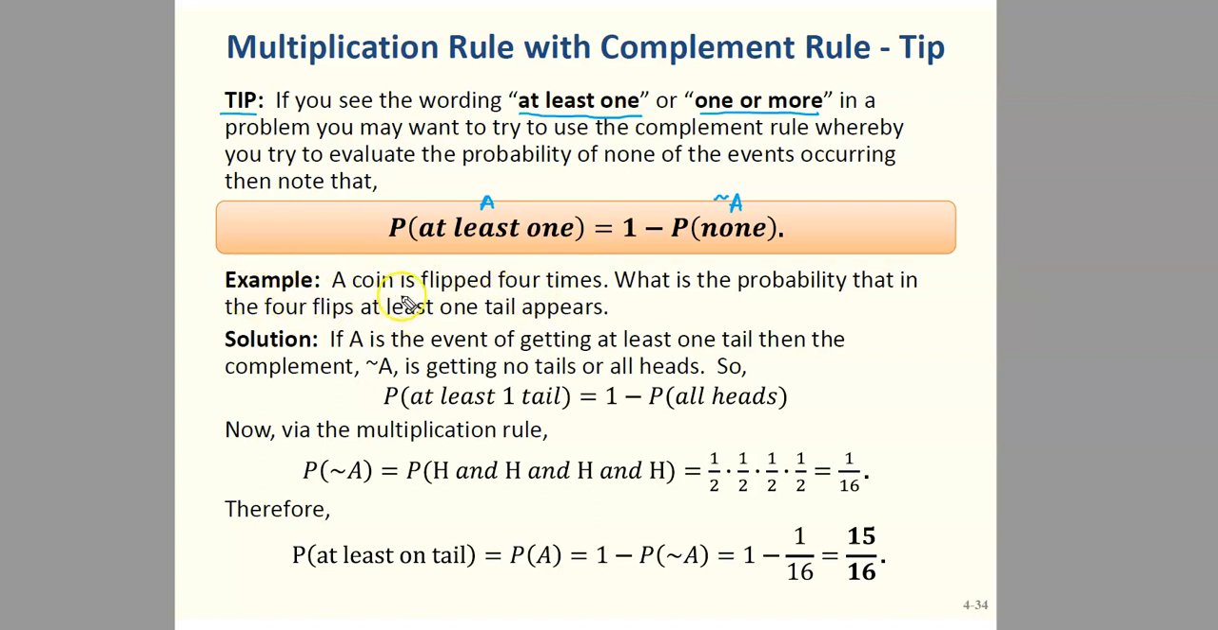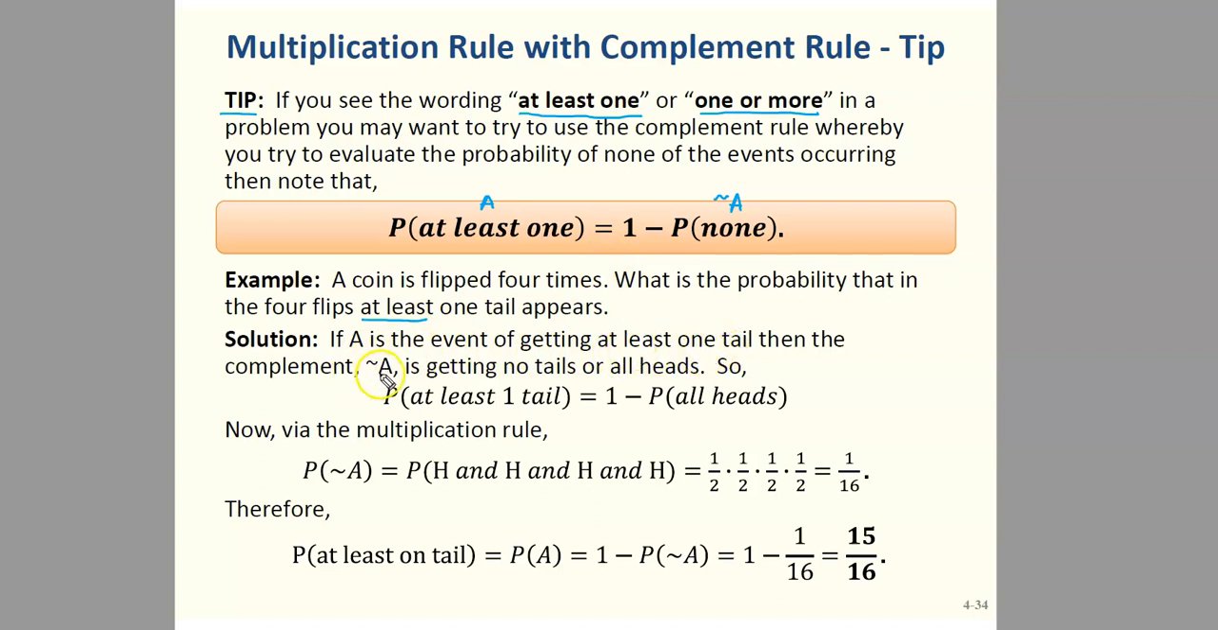So in this example, we have a coin that is flipped 4 times. We want to find the probability that in the 4 flips, at least one tail appears. Alright, so we see the wording "at least one." That indicates that we want to use this version of the complement rule here. So we're going to let A be the event of getting at least one tail.